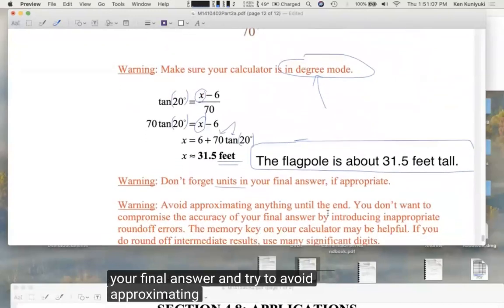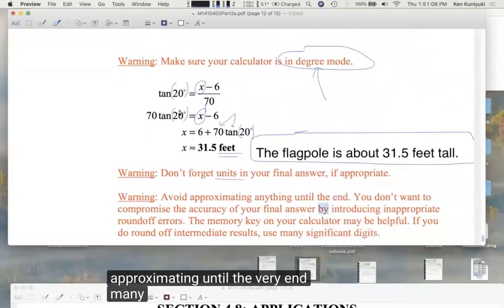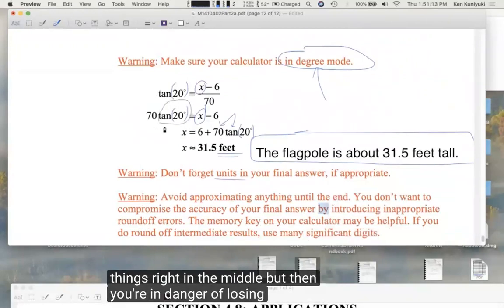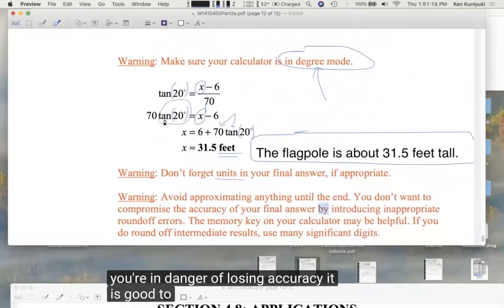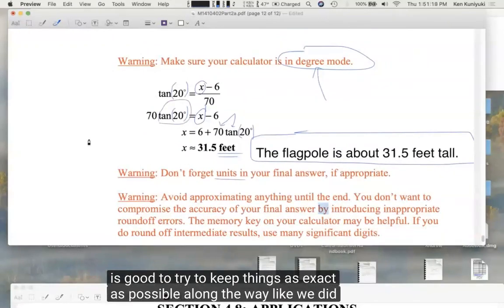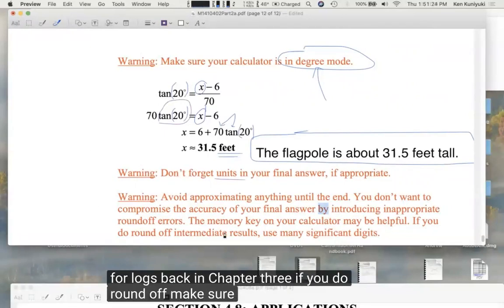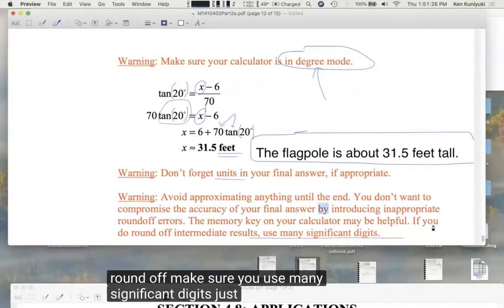And try to avoid approximating until the very end. Many people are tempted to round off things right in the middle, but then you're in danger of losing accuracy. It is good to try to keep things as exact as possible along the way, like we did for logs back in chapter 3. If you do round off, make sure you use many significant digits just to be safe.